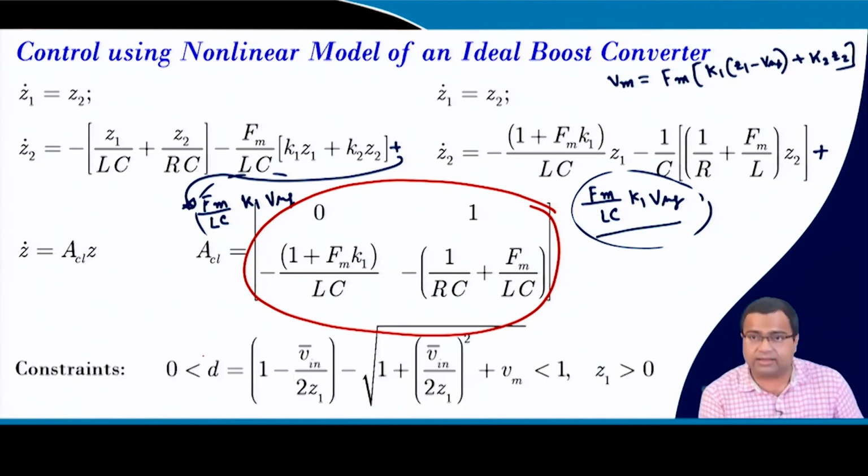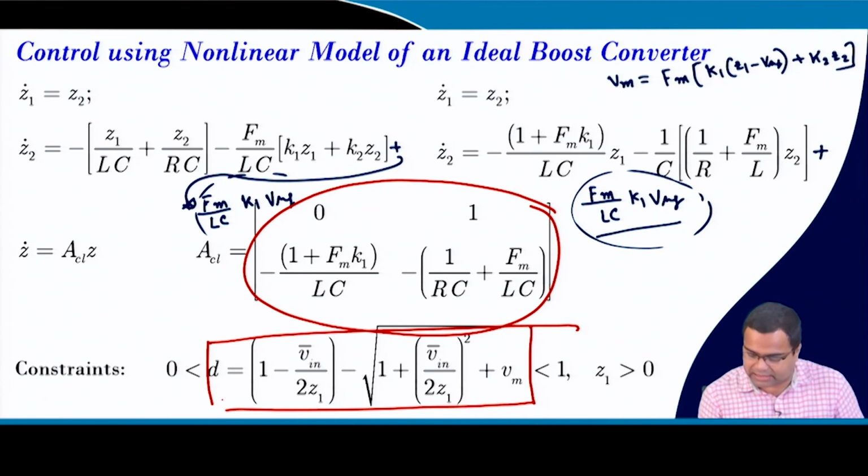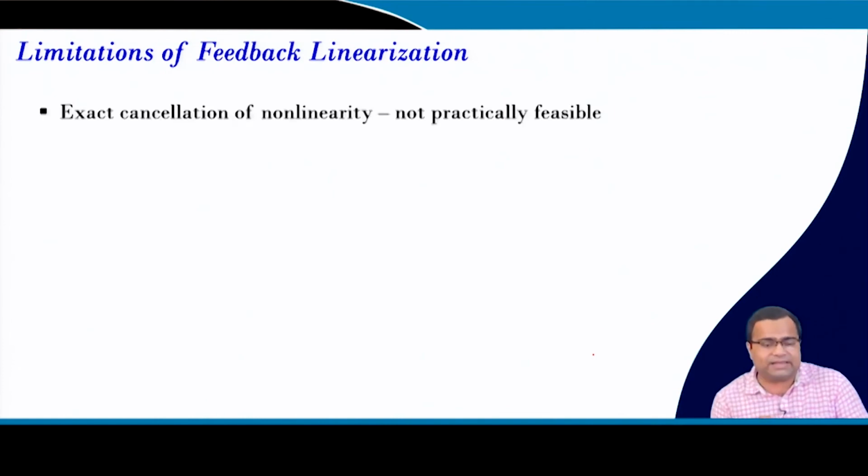But there is a constraint, because when we take the duty ratio expression, duty ratio has this. So, this will put a limit, and here we have Z1 term, and the output voltage must also be positive, because output voltage cannot be negative. Okay. So, in this constraint we need to find the control law. But what is the limitation here?